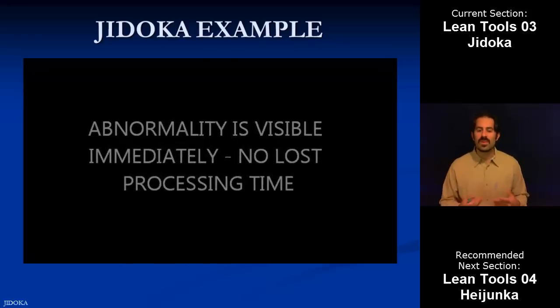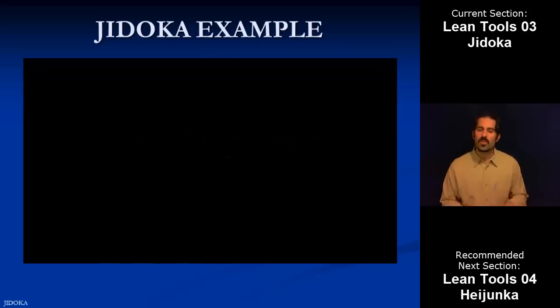Once it's visible, we don't lose the processing time. So we were able to save human work time by separating human work from machine time. And then we were also able to save processing time by being able to see and fix problems when they first happen, instead of finding out way after the fact when it was too late to do anything. That's the real value of Jidoka.